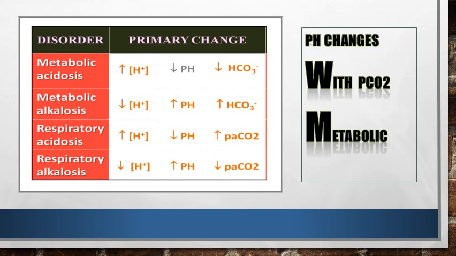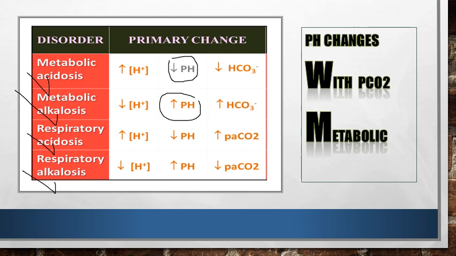So what are the abnormalities you will face in commenting on acid-base status? The patient may be normal or have one of four abnormalities. The first one is metabolic acidosis. The next one is metabolic alkalosis, then respiratory acidosis, then respiratory alkalosis. How do you know whether it's acidosis or alkalosis? According to the pH. When the pH is low, you are dealing with acidosis. When the pH is high, you are dealing with alkalosis.